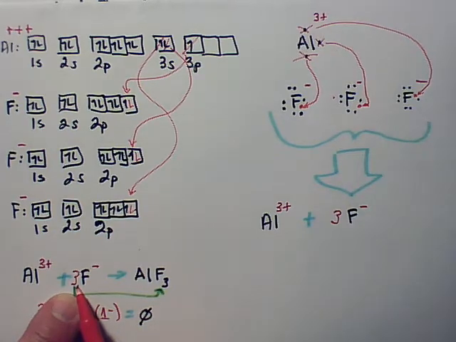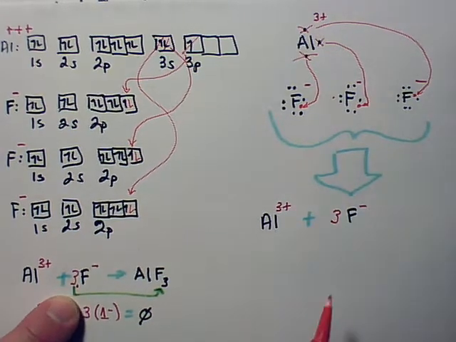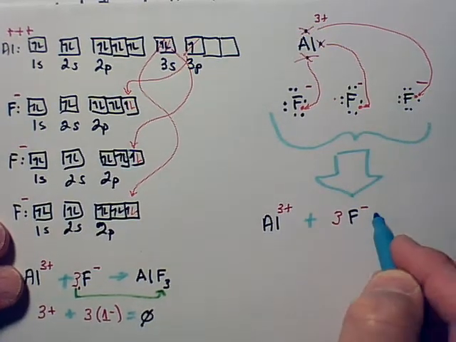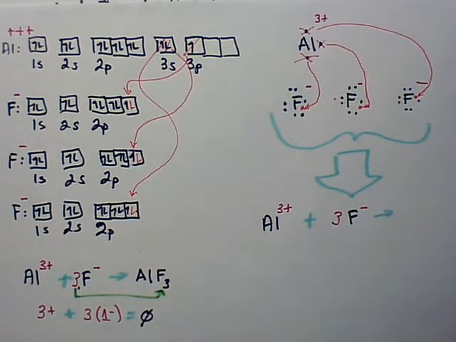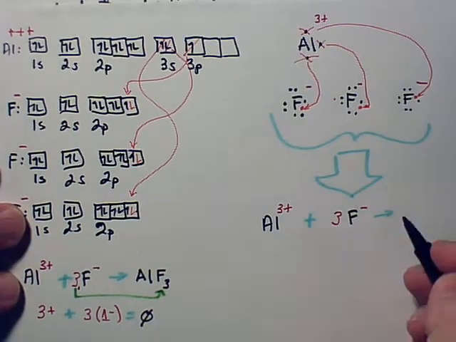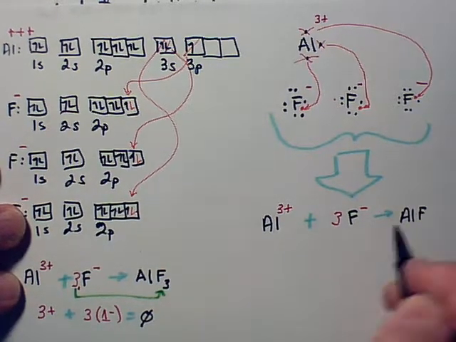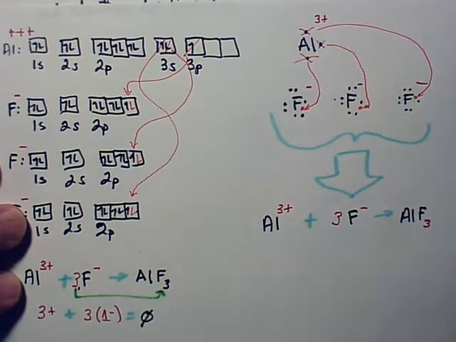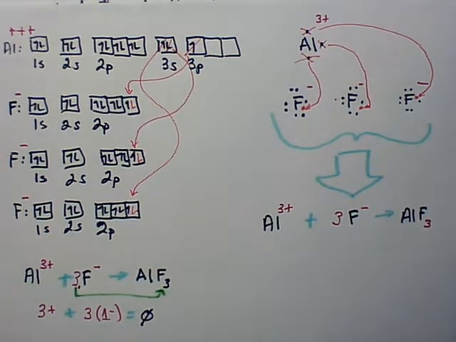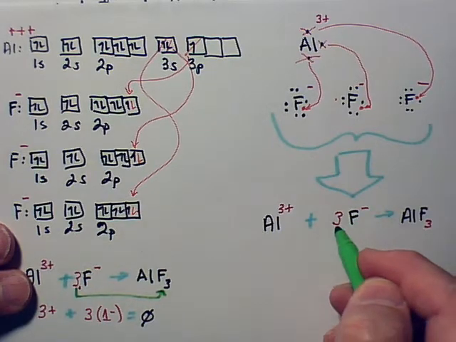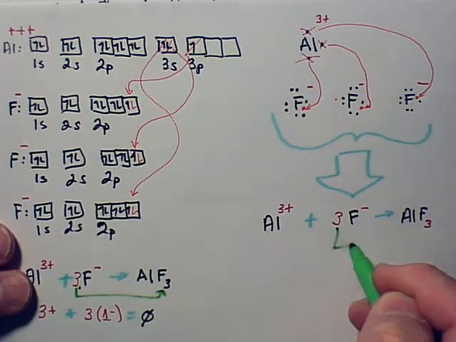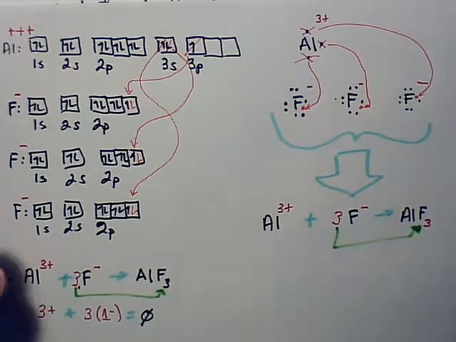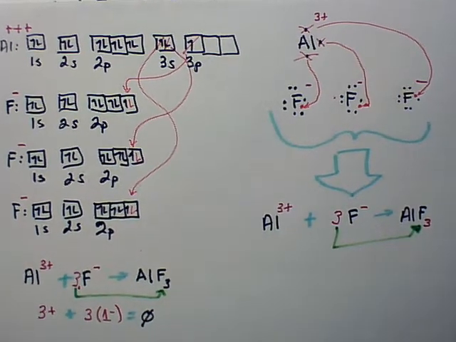That makes sense? So now all I have to do is finish putting it together the same way we did down here. So our subscript 3, our coefficient 3 here becomes a subscript 3 right there. Okay? Any questions?